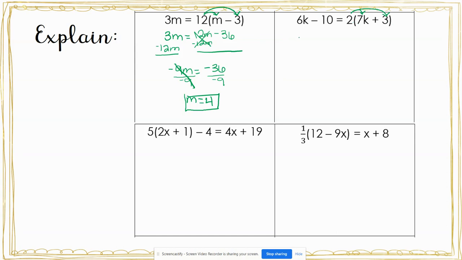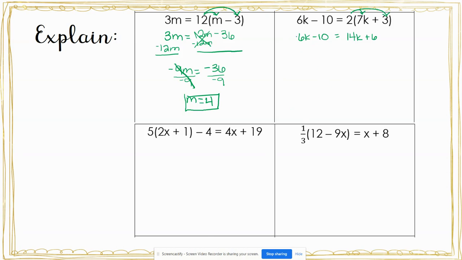Now, when I rewrite my equation, there was nothing I could do with 6k minus 10, so I'm just rewriting that. But over here, I'm distributing, so 2 times 7k is 14k. Then 2 times 3 is 6. That's positive, so I would write plus 6.